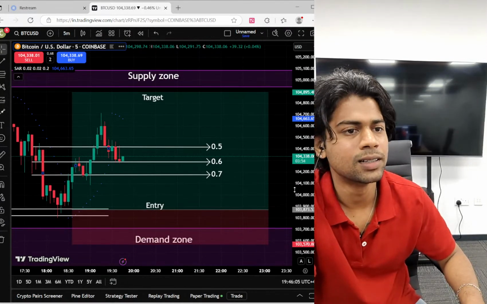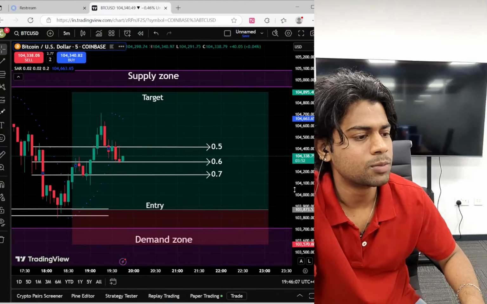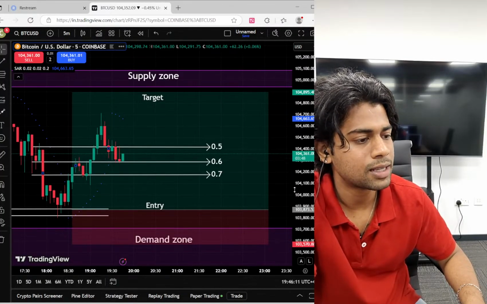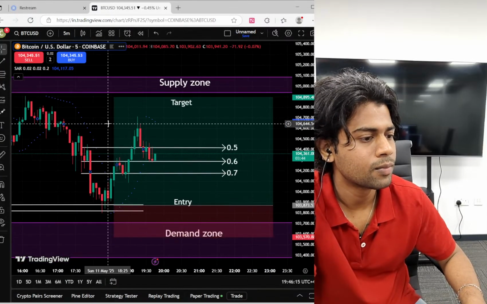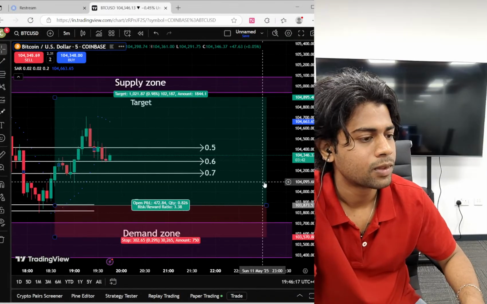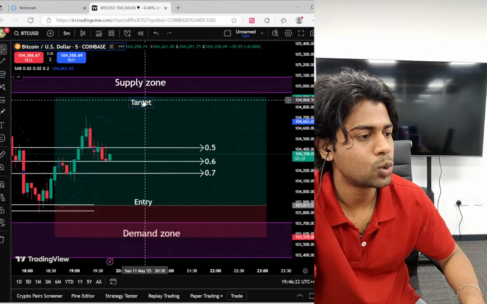Market has taken an upward movement. It was having an uptrend. Now suddenly a drop has come, which is fair. It will go back again to our target.